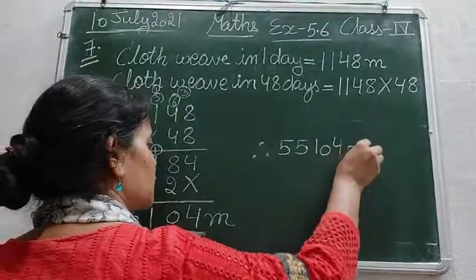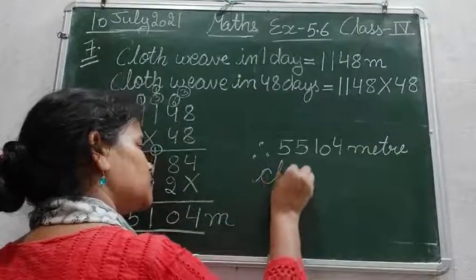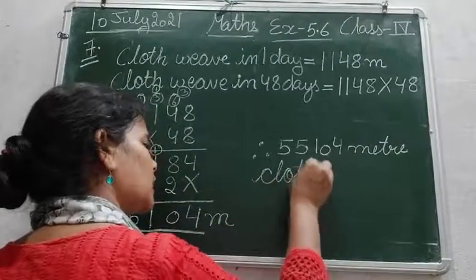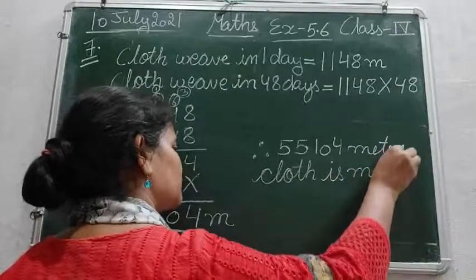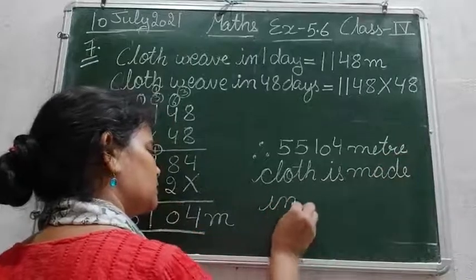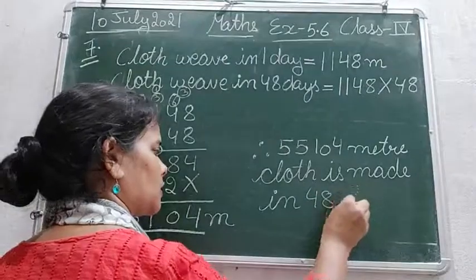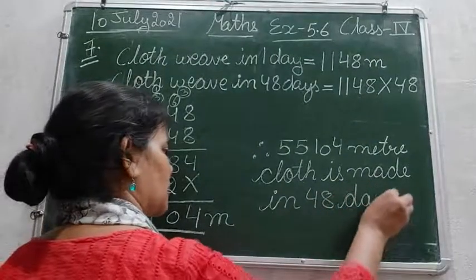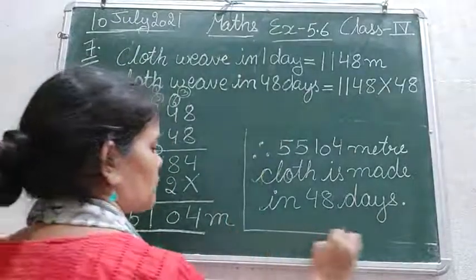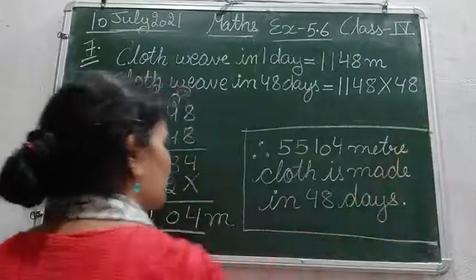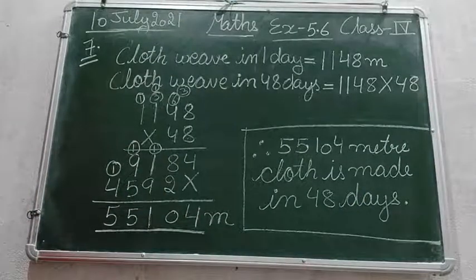55,104 meter cloth is made in 48 days. Full stop. So this is the total measurement of the cloth that is made on the weaving machine in 48 days. Okay, and this is our solution sentence as well.